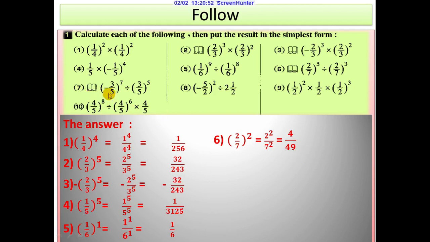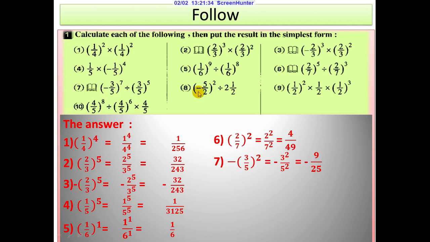Number 7 here, we divide also, but we have a negative here, and we have an odd power, so we keep the negative outside brackets and subtract their powers. Number 7 here is equal to negative, open brackets, 3 over 5 raised to power 2. And take care here, 2 is an even number, but we can't cancel this negative because, I told you before, when we have a negative outside brackets, an even power can't cancel it. So keep the negative outside and distribute the power up and down, to be finally equal to negative 9 over 25.